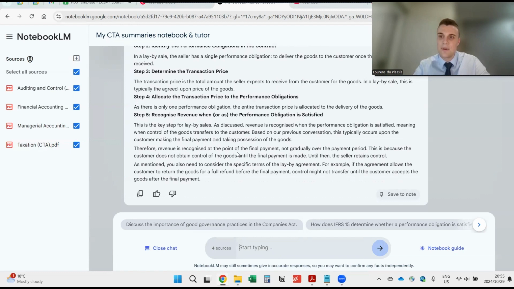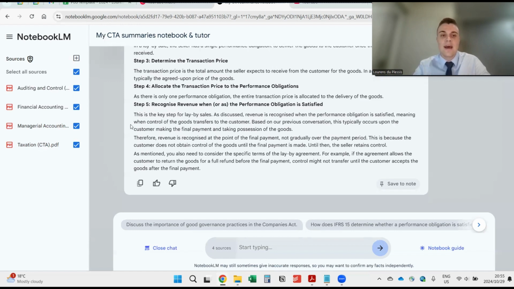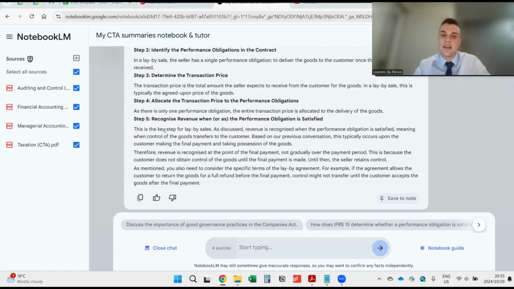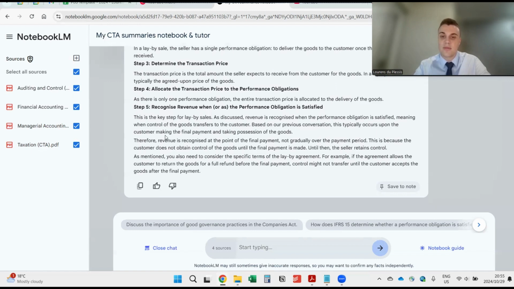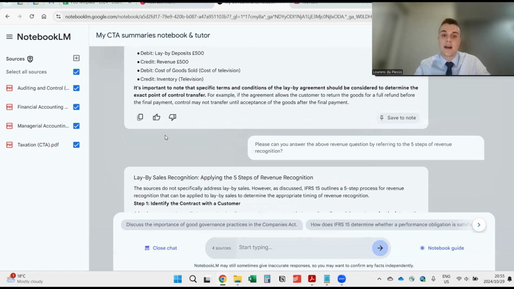So you can see it really pulls everything as we've learned it, because it's pulling it from my summaries, which is more or less how I summarized it, as we were taught. And then this is the key step for lay-by sales, which is very true because that is the main question here: when do we recognize revenue? As discussed, revenue is recognized when the performance obligation is satisfied, meaning when the control of the goods transfers to the customer. So there it just goes over that principle again, that control needs to transfer to the customer in order for us to recognize revenue.